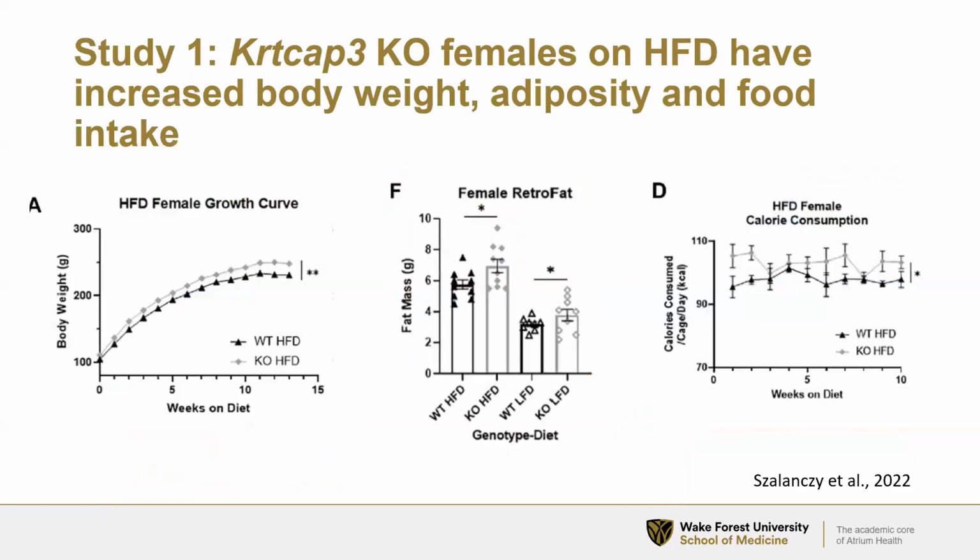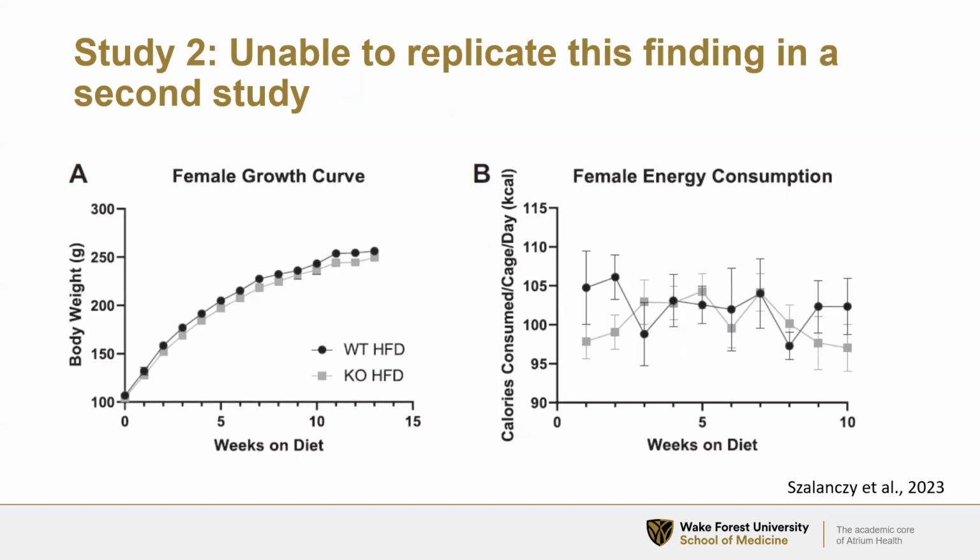And that's exactly what we found in our first study. So here I'm showing females where we saw a stronger phenotype. The knockouts are in gray. So you can see their growth curves. The knockouts are heavier, fat pads are heavier in the middle, and it's because they ate more. So we were very excited about this finding. We did a second study so that we could dig more into it and figure out what was going on. Why are these rats bigger? And this is what we found.